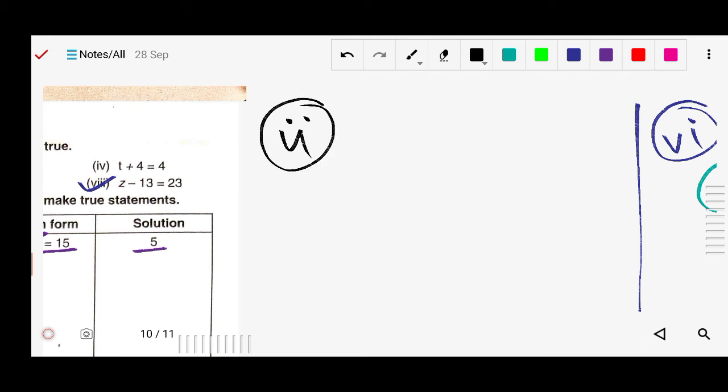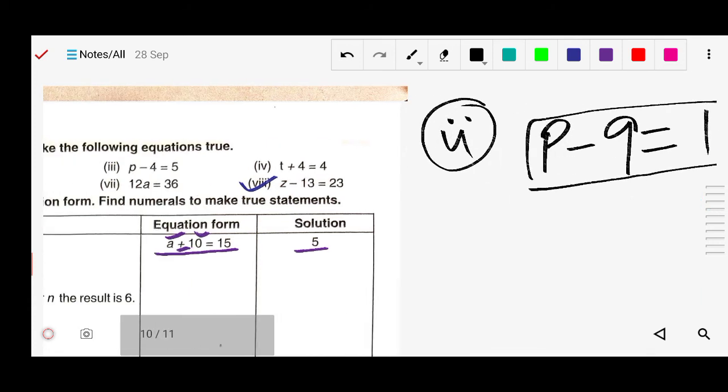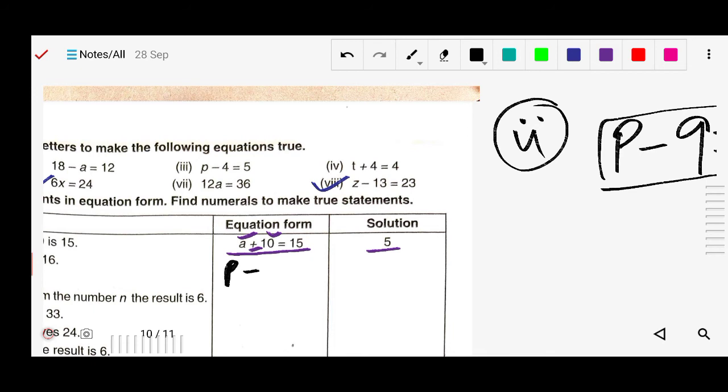P decreased by 9: decreased means minus. It means the value of p has been decreased by 9, so from p you subtract 9, and after that you are getting 16. So this is your equation. First you write it in the first form here: p minus 9 equals 16. Now you have to find the value of p.